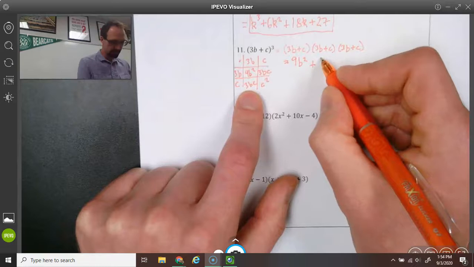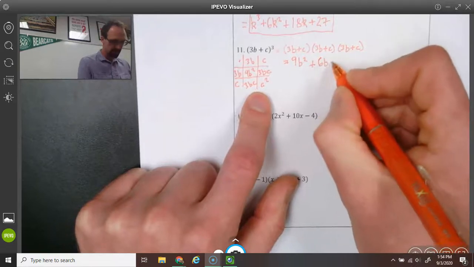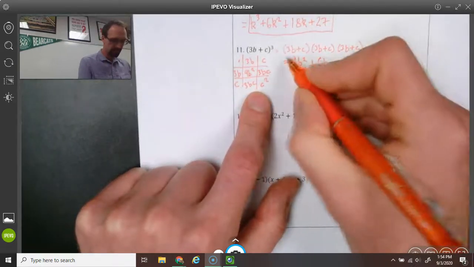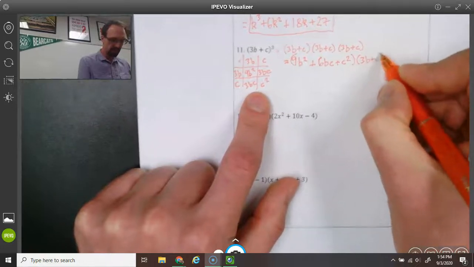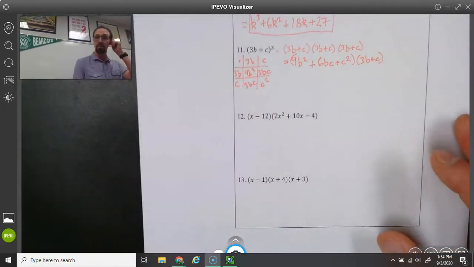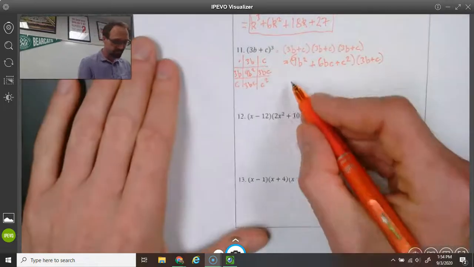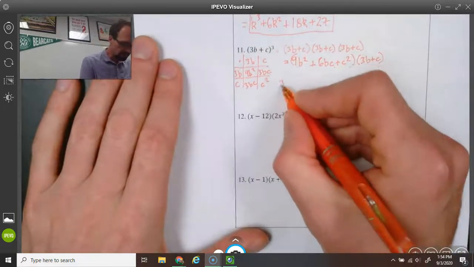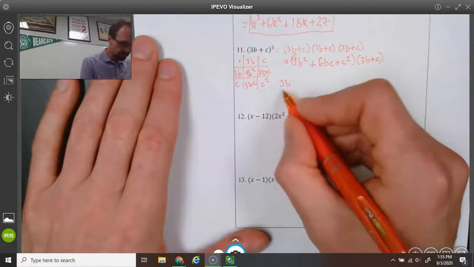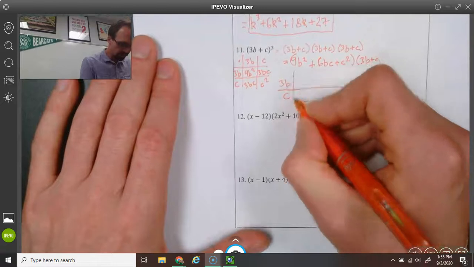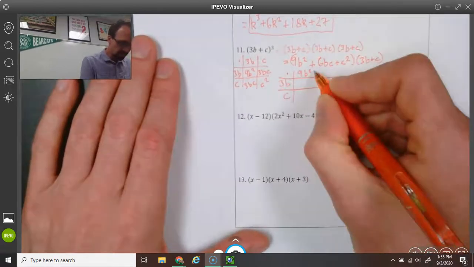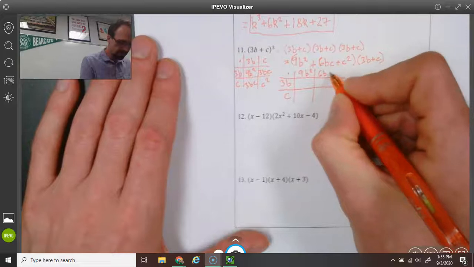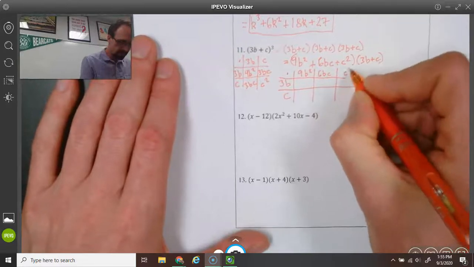When I combine these together, that's going to give me 9b squared plus 6bc plus c squared. And all of this is times another 3b plus c. So again, I'm going to use the table method on this part. Multiplying it out, I have 3b plus c, and 9b squared, 6bc, and then c squared here.